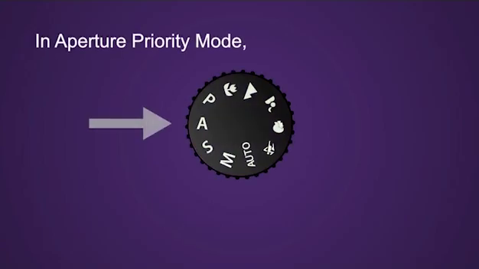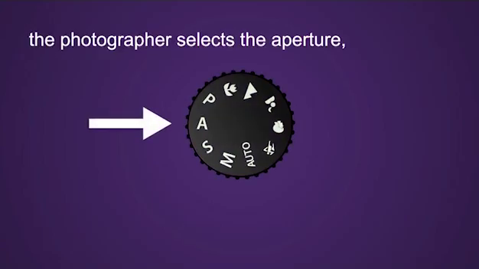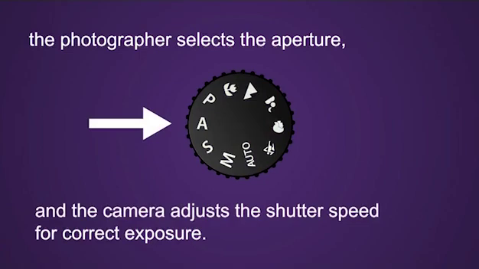In aperture priority mode, the photographer selects the aperture and the camera adjusts the shutter speed for correct exposure.